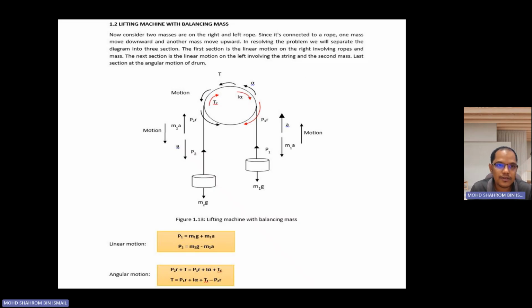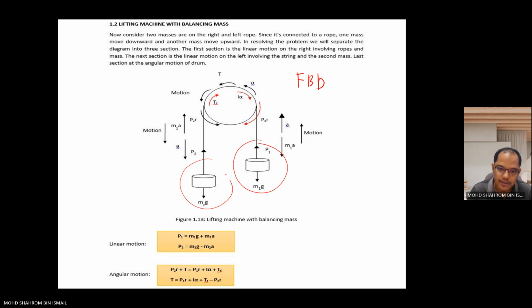So as you can see now, this is the lifting machine with the balancing mass, and here is the free body diagram. There are two masses, one on the right rope and one on the left rope, labeled M1 and M2. Since they are connected by a rope, one mass moves downward and the other moves upward. Here you can see the direction of the motion: mass one moves upward, while mass two moves downward, as the arrow is pointing downward.